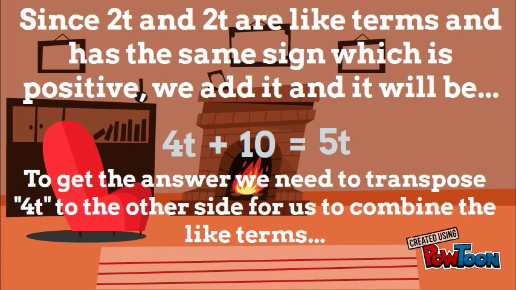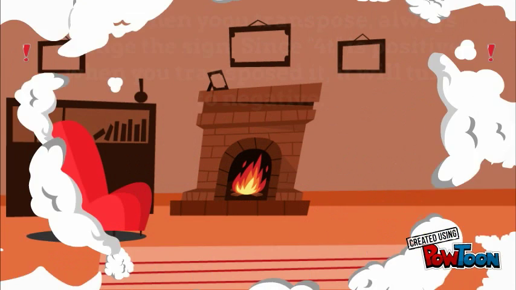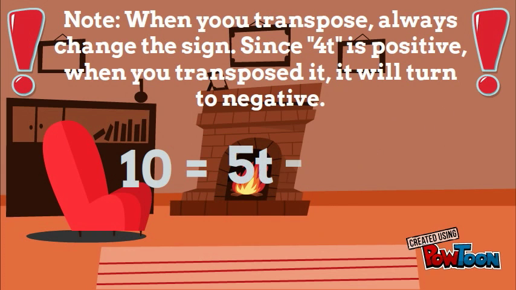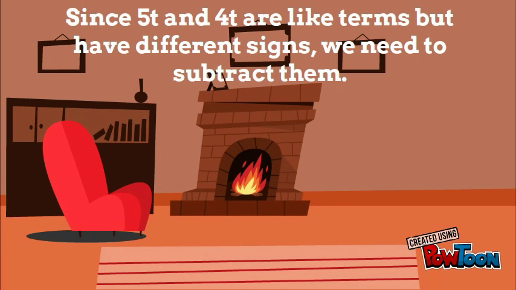To get the answer, we need to transpose 4t to the other side for us to combine the like terms. Note, when you transpose, always change the sign. Since 4t is positive, when you transpose it, it will turn to negative. 10 equals 5t minus 4t. Since 5t and 4t are like terms but have different signs, we need to subtract them.